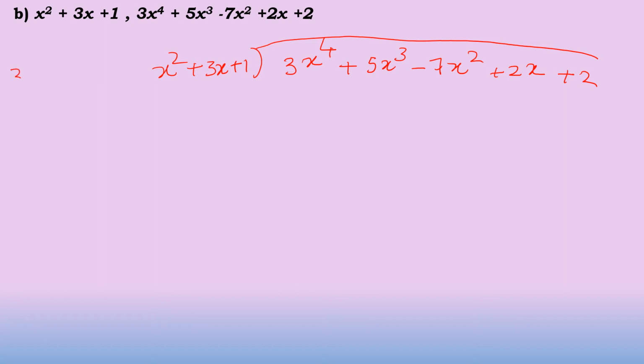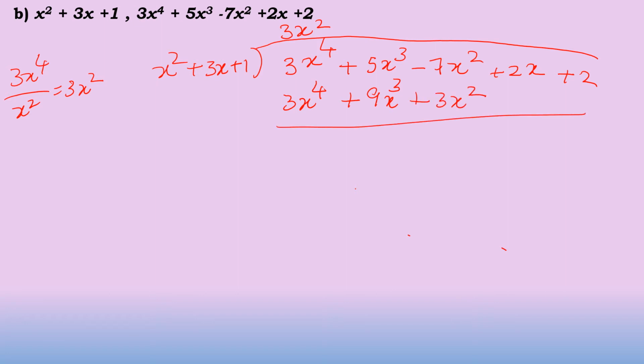So what is the first term? 3x to the power of 4. 3x to the power of 4 divided by x square will be equal to 3x square. So you write 3x square. 3x square into x square will be 3x to the power of 4. 3x square into 3x will be 9x cube. So you write it along with the x cube term. 3x square into 1 will be equal to 3x square. So now you subtract. 3x to the power of 4 minus 3x to the power of 4 will be 0.